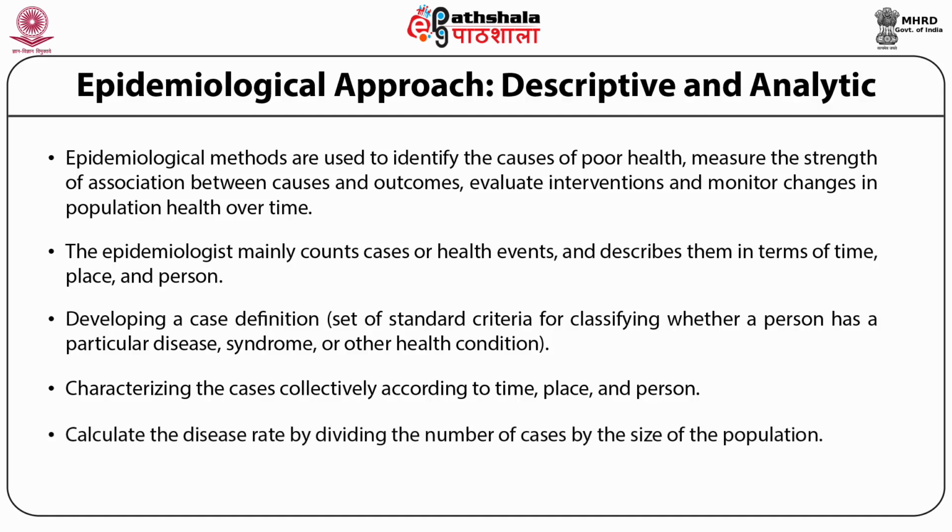To calculate the disease rate, the epidemiologist divides the number of cases by the size of the population. Finally, to determine whether this rate is greater than what one would normally expect, and if so, to identify factors contributing to this increase, the epidemiologist compares the rate from this population to the rate in an appropriate comparison group. Subsequent tasks are reporting the results and recommending how they can be used for public health action.